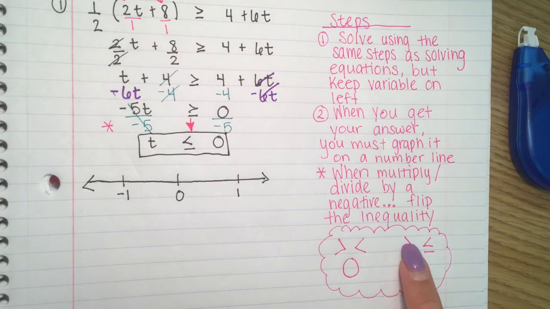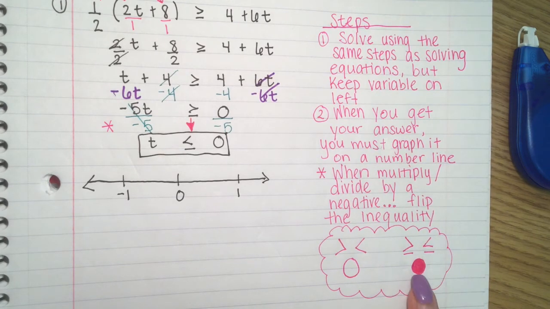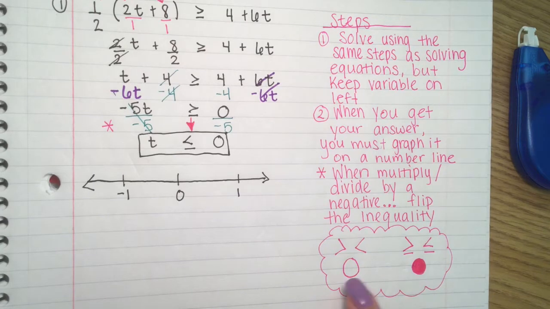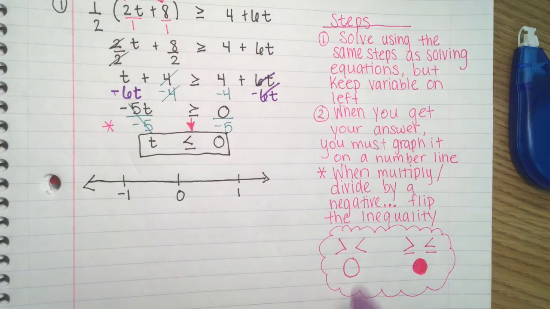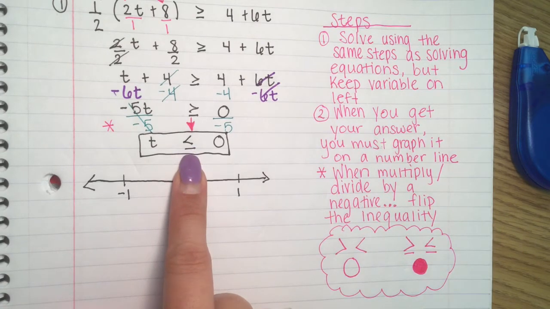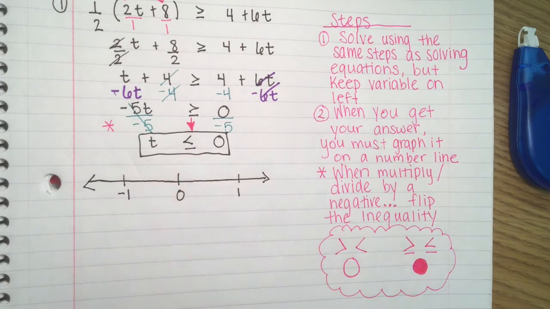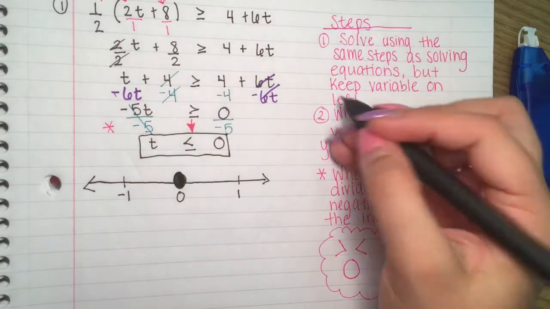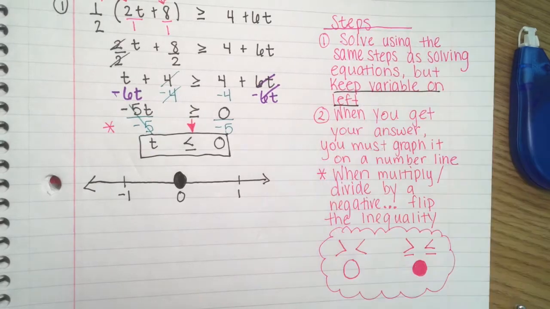Do remember that when you have a greater than or equal to or a less than or equal to, you use a closed circle because those values are included. And when you have an open circle, that means that those values are not included. Because this is a less than or equal to, I'm going to fill that in with a solid dot. Now remember up here that we want to keep our variable on the left-hand side.